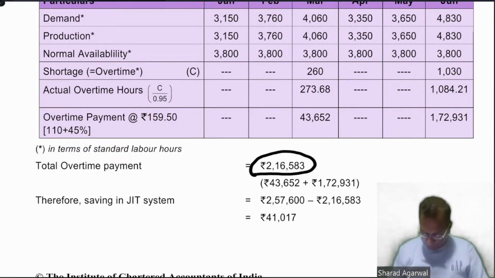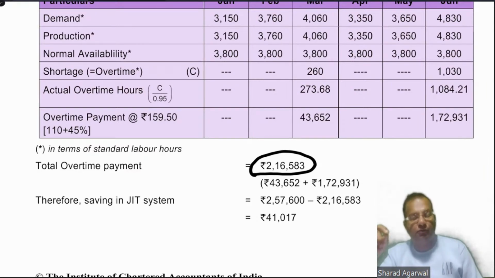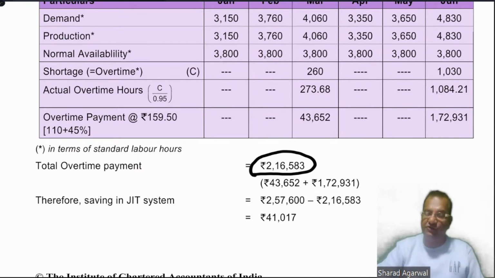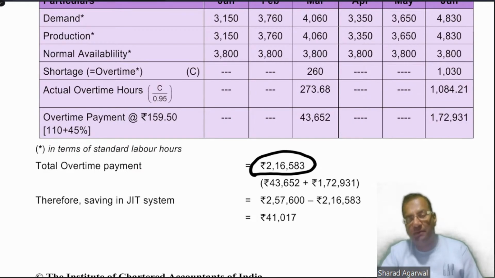Tell me, whether we are able to reduce our overall cost, because with JIT we can reduce our carrying cost as well as other overhead. Whether there is a net benefit to implement the JIT system, yes or no? If yes, tell me the amount by which we are benefited. If no, tell me the amount which we will incur if we implement the JIT system.